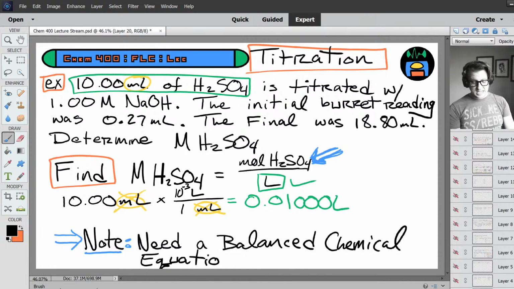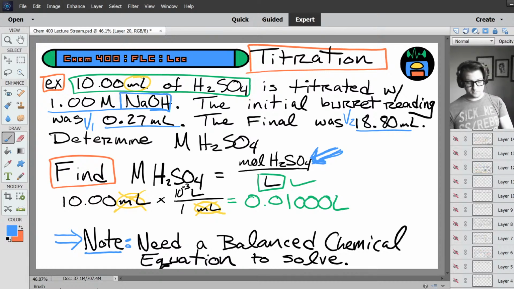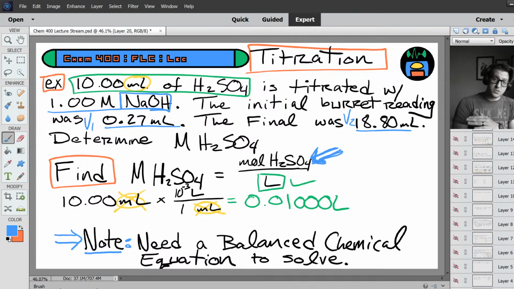All right? You will need a balanced chemical equation to solve. Here's the reason why. When you look at what is given, other than the denominator of our molarity, we're given the molarity of sodium hydroxide, and then the V1 initial volume and V2 final volume for sodium hydroxide. We have all the information we need to find moles of sodium hydroxide, but how do you convert from moles of one thing to moles of another? You need a balanced chemical equation.